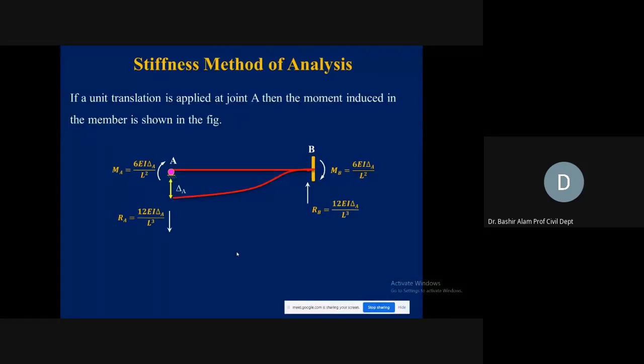Now, instead of the rotation at the support, if we provide a settlement, delta A here, it is provided. If a unit translation is applied at joint A, then the moment induced in the members are shown in the figure. So instead of rotation, what we have now is a vertical translation, delta A. Now, because of this translation, what will happen? This end will try to come back to its position. So this gives you the direction of the moment produced here. And here that moment is given. Look, it is trying to come back to its position, so it means it is clockwise now.